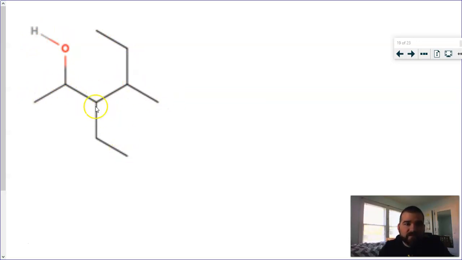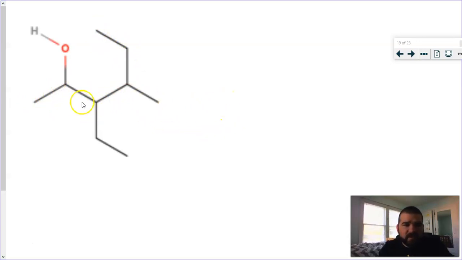So we can number this from left to right, it looks like, because if I start up here, I'm going to get a 3, a 4, and a 5. Whereas if I start right here, I'm going to get a 2, a 3, and a 4. So that's better. So let's start a number. This is my number 1 carbon. 2, 3, 4, 5, 6. So this is something hexanol.